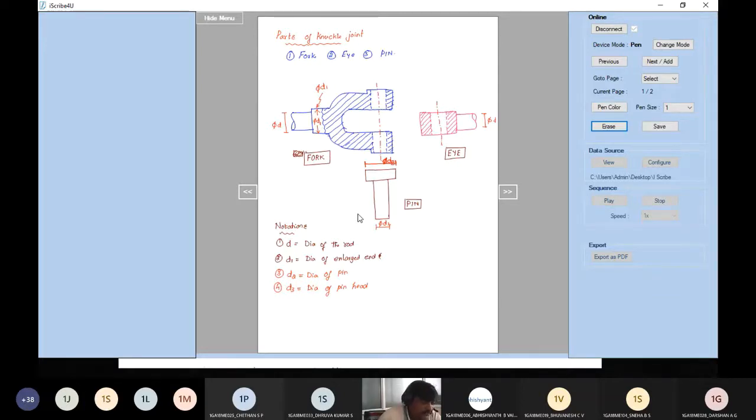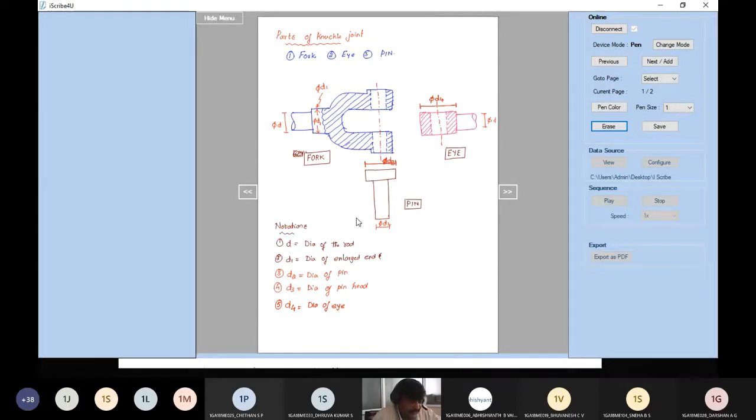Now let us see what is D4. Now this is D4. D4 is called the diameter of the eye of the fork. Now here, this one, the diameter of the eye, we call this D4.